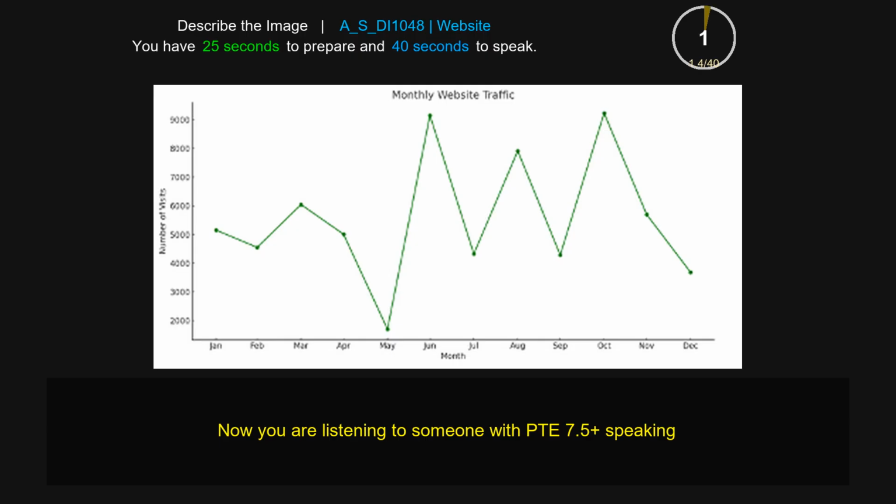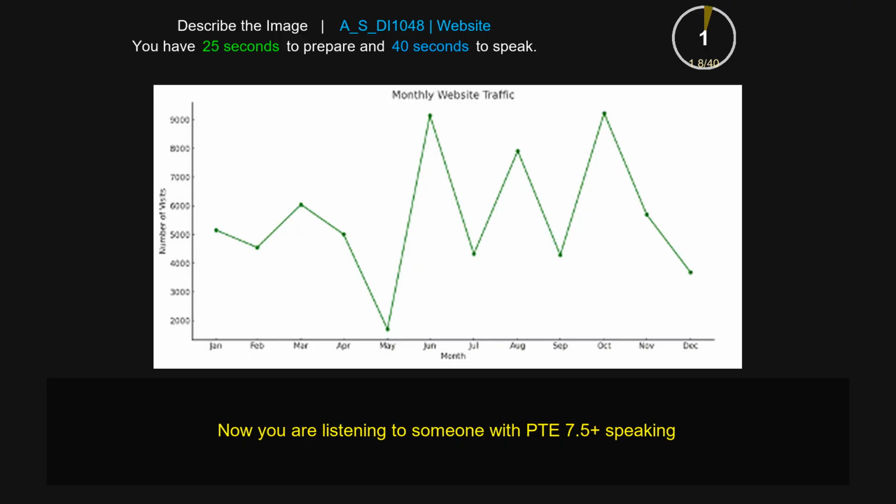The line chart is about monthly website traffic. Along the y-axis we can see the number of visits starting from 2000 up to 9000, whereas along the x-axis we have all the months of the year, starting from January, February up to November and December. The green line shows the trend of the graph. It is evident from the graph that May has the minimum traffic while June and October have the highest traffic. That's it for this monthly website traffic over the whole year. Thank you.